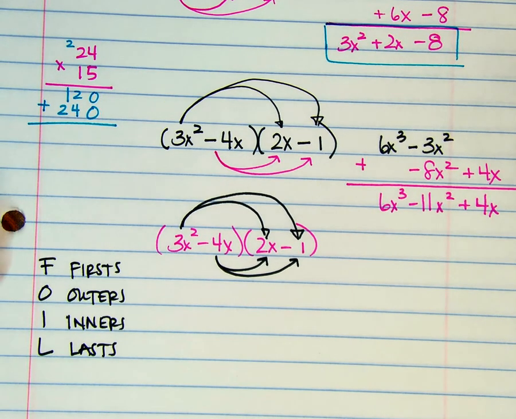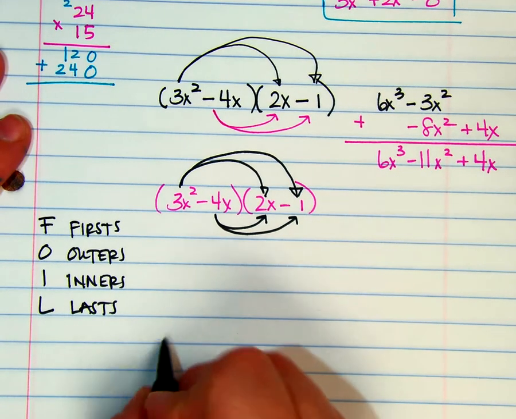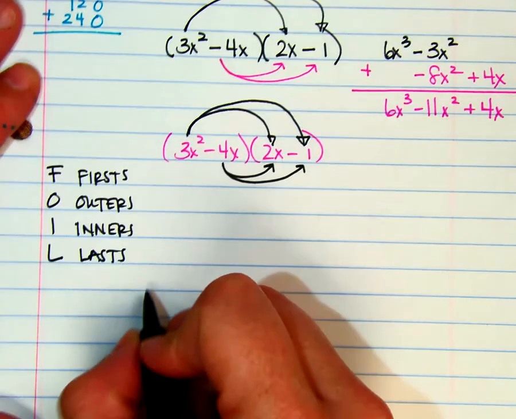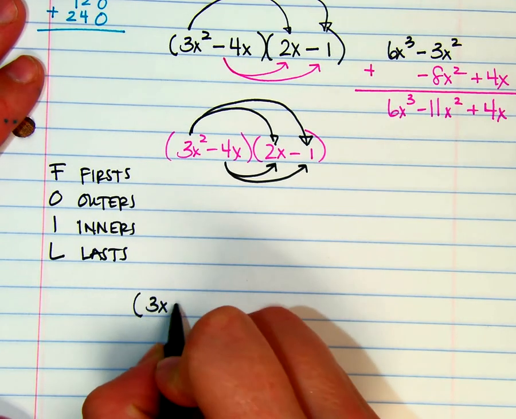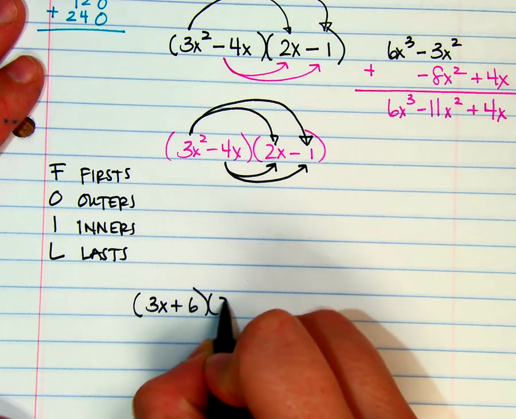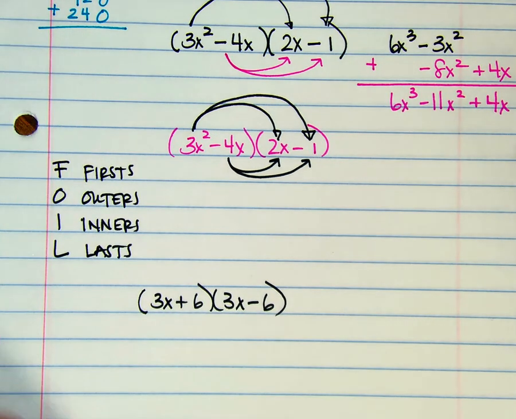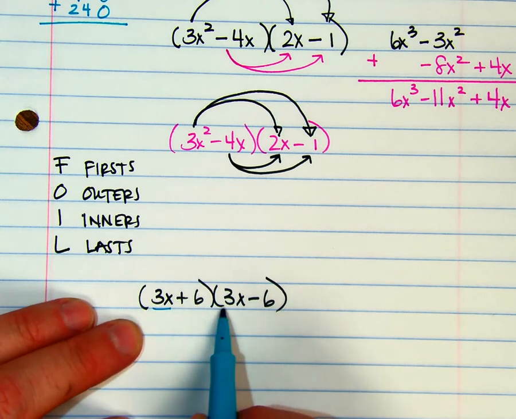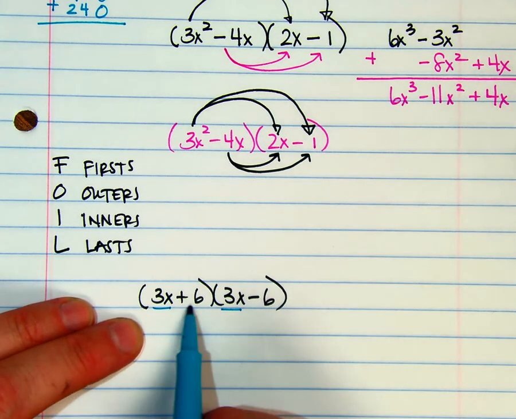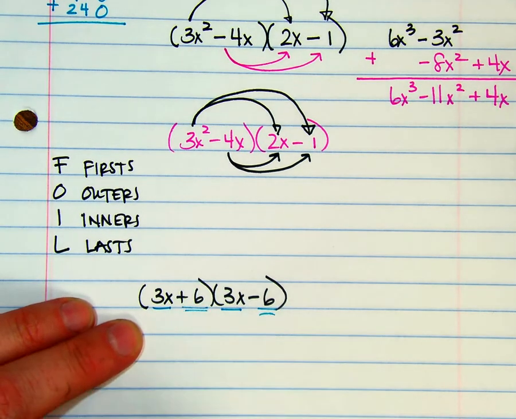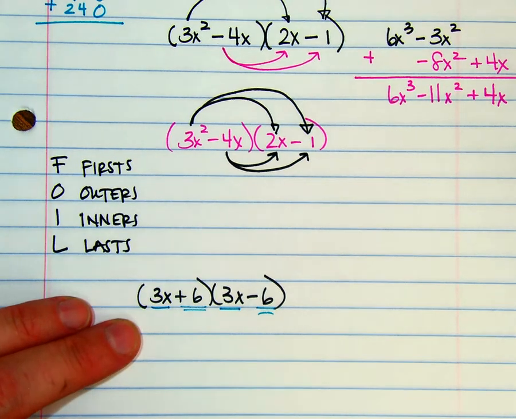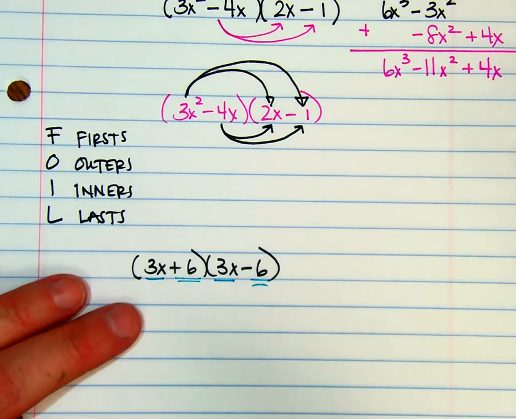We have some special cases. So if we have 3x plus 6 and times that by 3x minus 6, what you want to look at is that these are the same terms, and those are the same terms. So something very unique is going to happen when we have this type of a situation.